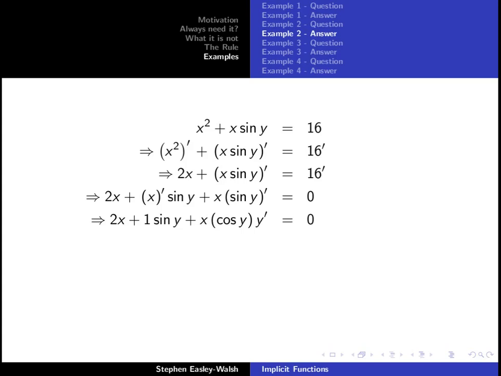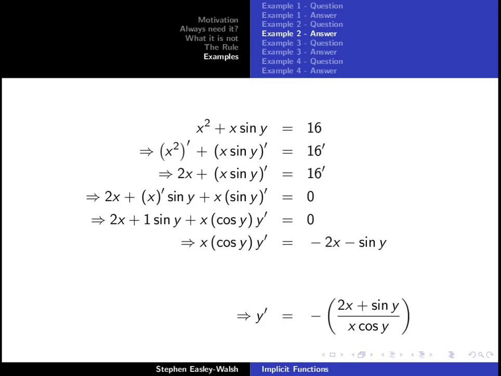I will take the 2x plus sine y over to the right, they will become negative. You see, I almost have the answer, I just need to divide by x cos y. So I have y derivative equals, taking the minus outside, 2x plus sine y over x cos y.